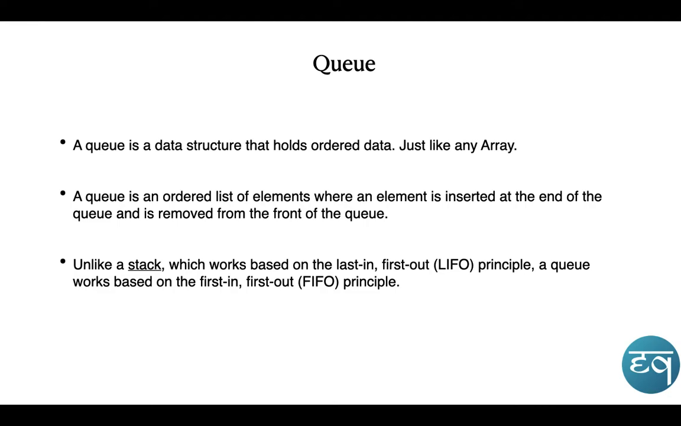So, a queue is an ordered list of elements where an element is inserted at the end of the queue and is removed from the front of the queue. So, just like a real world queue or a line. Unlike a stack which works based on the last in first out (LIFO) principle, a queue is based on first in first out (FIFO) principle.